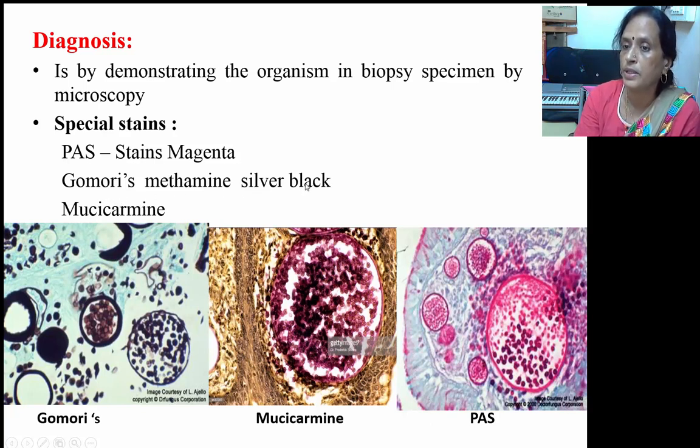If needed, other special stains could be done. So one is Gomori's methenamine silver. So this is Gomori's methenamine silver. It's a silver stain. Any silver stain, the end product is black in color. So all these appear black. Then another special stain used to demonstrate certain fungi is mucicarmine. Here they appear pinkish.